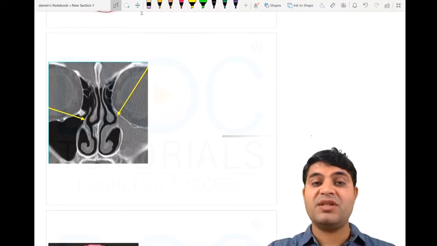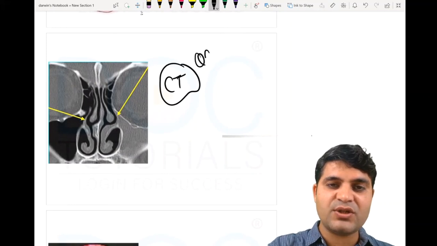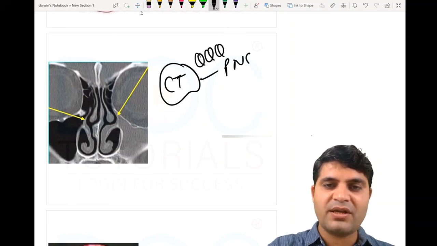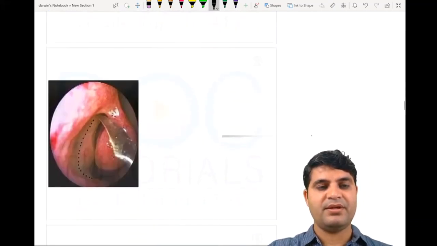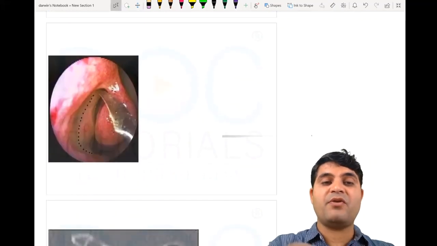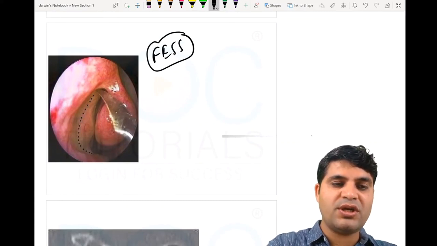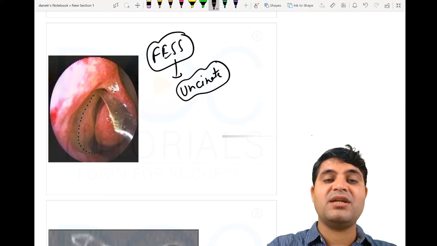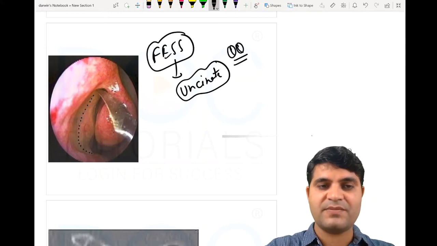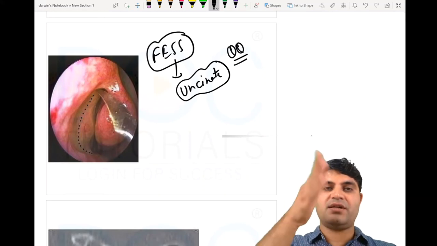The purpose of putting this picture is just to tell you that CT scan is the investigation of choice in paranasal sinuses. Okay. This is the first step of FES, functional endoscopic sinus surgery. What the surgeon is doing here is cutting the uncinate process. So uncinectomy is the first procedure of FES. You can see it is being done with a sickle knife.